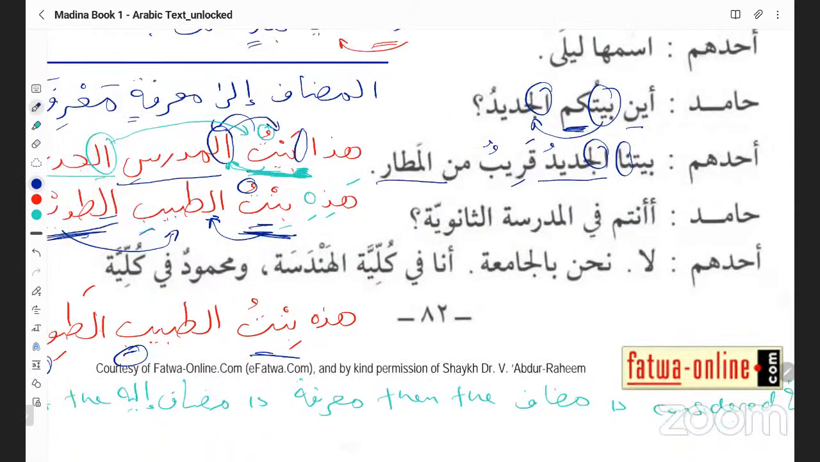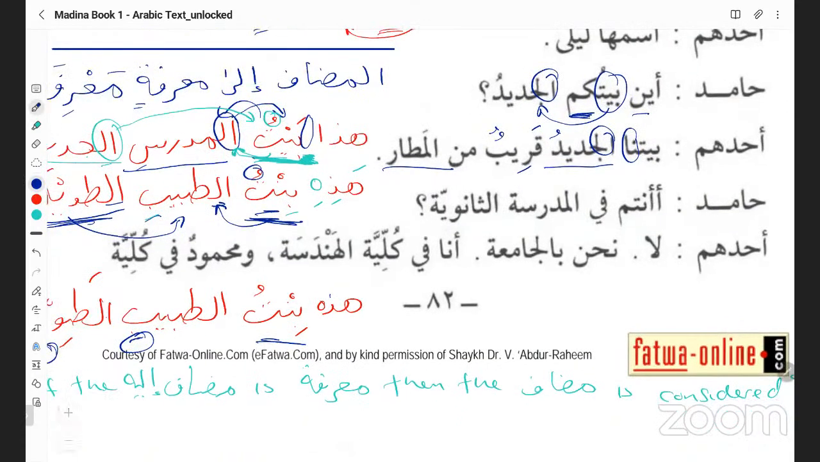حامد أأنتم في المدرسة الثانوية؟ Are you in secondary school? Remember, أنتم 3 or more. أحدهم, one of them. لا نحن بالجامعة. No, we are at the university. أنا في كلية الهندسة. I am in the faculty of engineering.